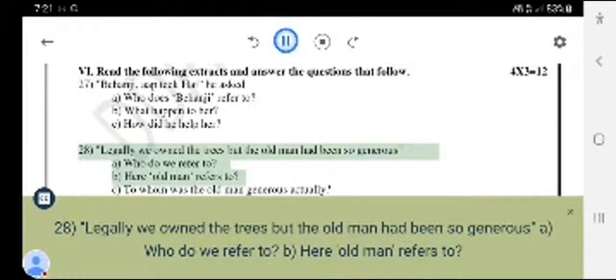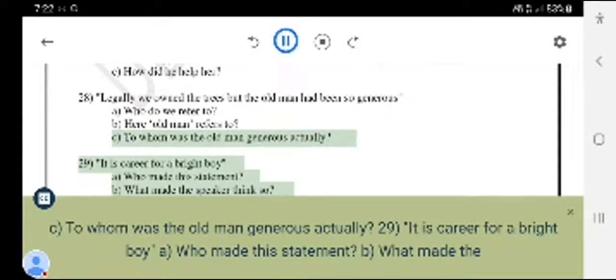28. Legally we owned the trees, but the old man had been so generous. A. Who do we refer to? B. Here, old man refers to. C. To whom was the old man generous actually?